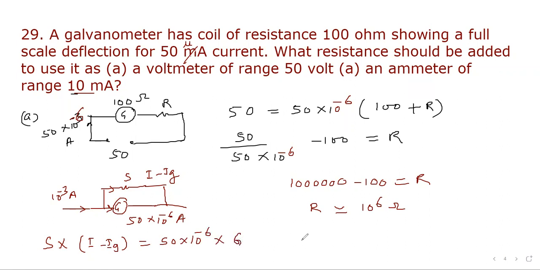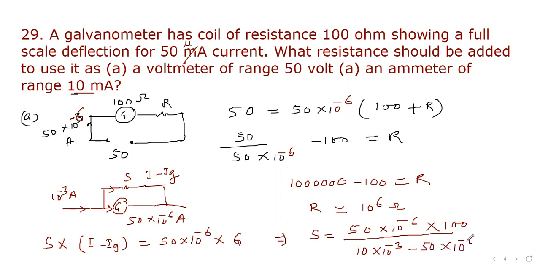So our concern is to get S. So S equals 50 into 10 to the power minus 6 into the resistance of the galvanometer, which is given as 100, divided by I minus Ig. I is given as 10 into 10 to the power minus 3, minus Ig, which is 50 into 10 to the power minus 6. We can neglect this term. So only 50 into 10 power minus 6 into 100 divided by 10 into 10 power minus 3 will be left. Then we can evaluate it.